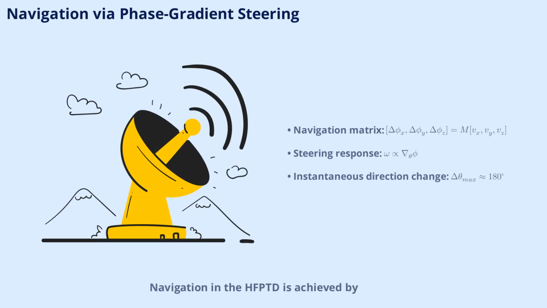Navigation in the HFPTD is achieved by manipulating the phase gradient around the toroidal ring. By adjusting the timing of flash phase nodes, the craft can steer along any vector, including instantaneous reversals. The navigation matrix translates desired velocity changes into precise phase adjustments, allowing for agile and responsive control in any environment.